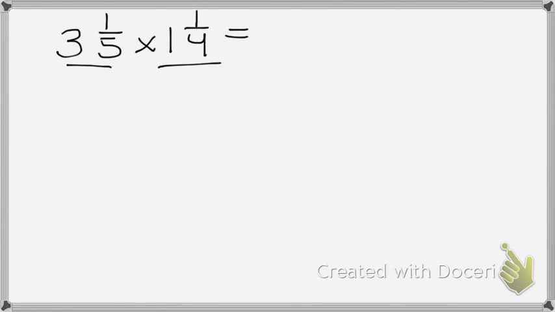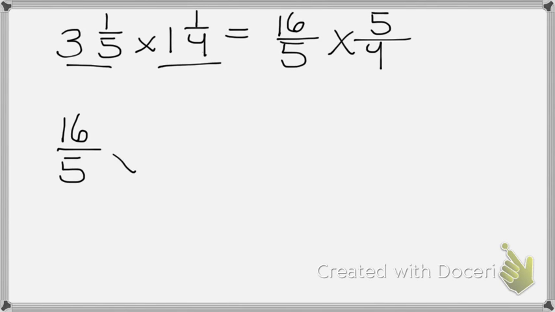How about the second one, which was 3 1/5 times 1 1/4. Now I have two mixed numbers and we want to convert these. 3 times 5 is 15 plus 1 is 16 over the denominator of 5. 1 times 4 is 4 plus 1 is 5 over the denominator of 4. So I have 16 over 5 times 5 over 4.